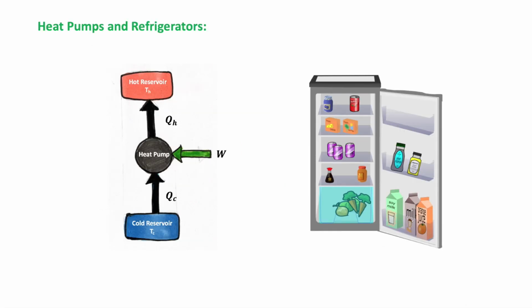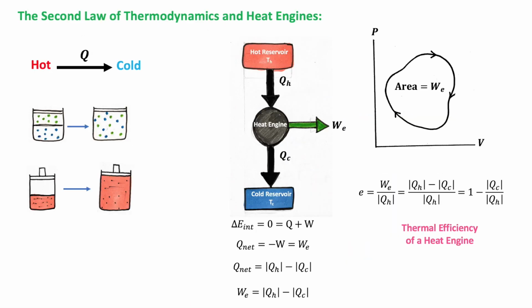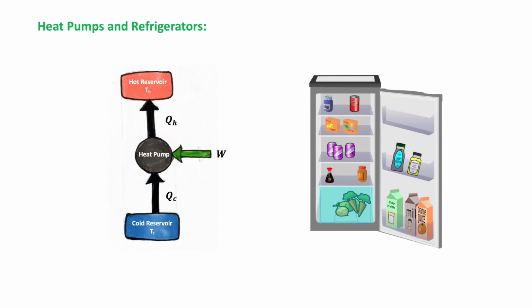We will now discuss heat pumps and refrigerators. In a heat engine, the energy is transferred from the hot reservoir to the cold reservoir, which is the natural direction. As you can see, this is the natural direction, from the hot reservoir to the cold reservoir.